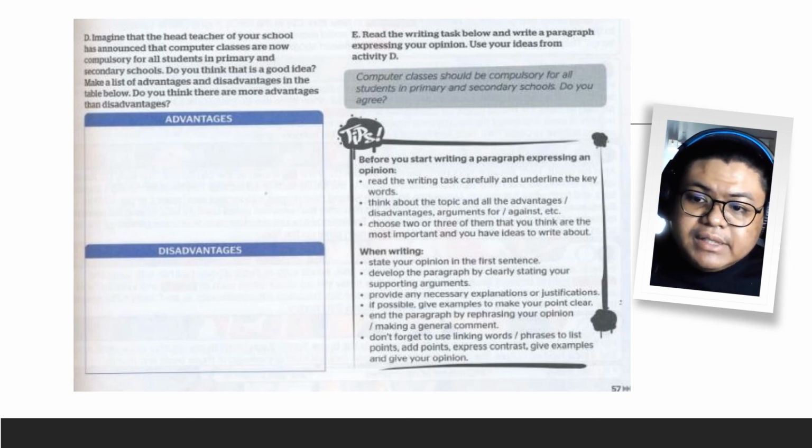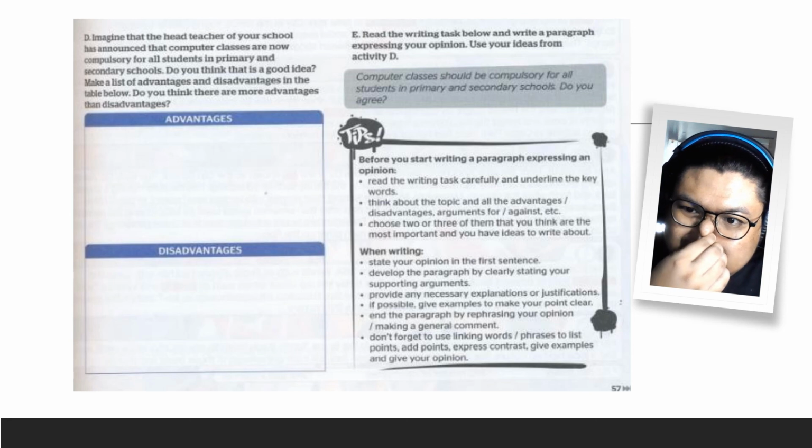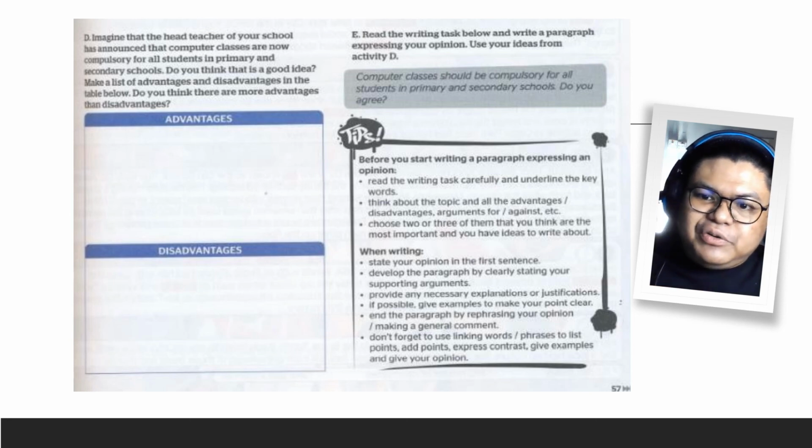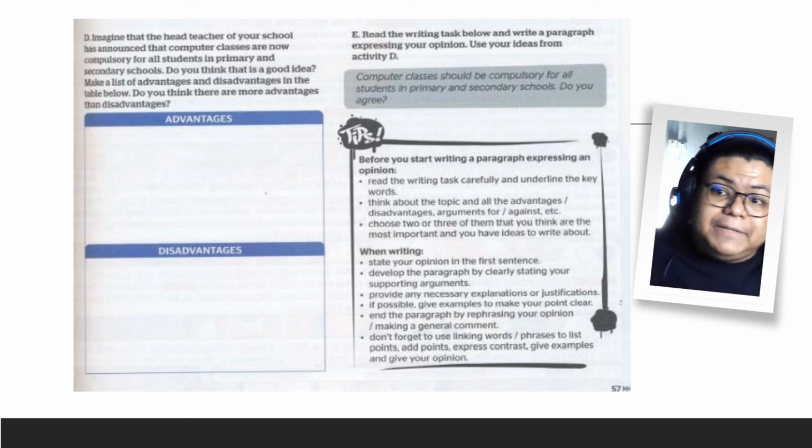Okay, when writing, state your opinion in the first sentence. Develop the paragraph by clearly stating your supporting arguments. Provide any necessary explanation or justification. If possible, give example to make your point clear. End the paragraph by rephrasing your opinion, making a general comment. Don't forget to use linking words, phrases, okay, to list points, add points, address contrast, express contrast, or give example and give your own opinion.